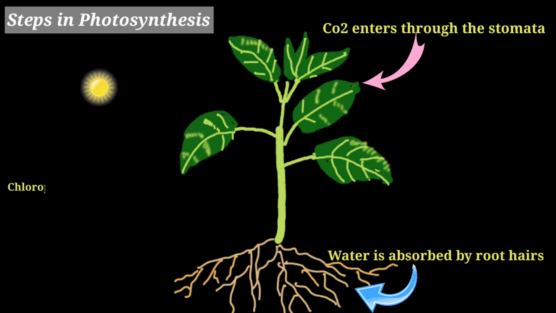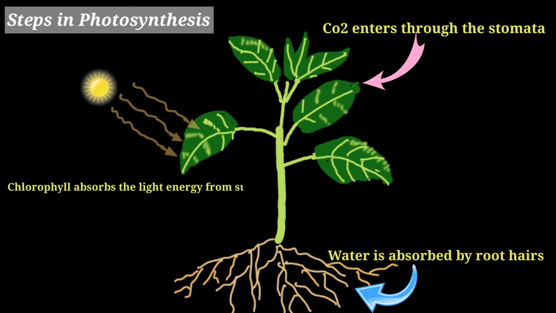Chlorophyll absorbs the light energy from the sun to split water molecules into hydrogen and oxygen. The hydrogen from the water molecules and the carbon dioxide absorbed from the air are used in the production of glucose. Furthermore, oxygen is liberated out into the atmosphere through the leaves as a waste product.